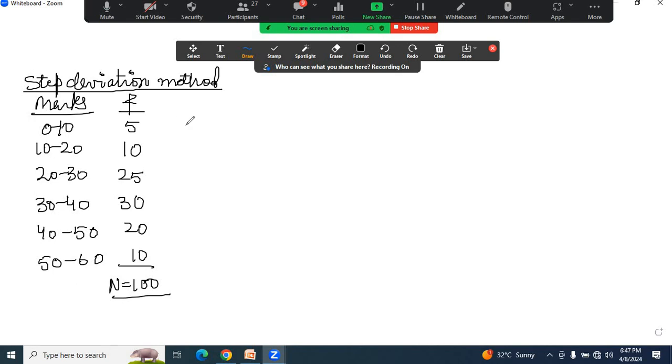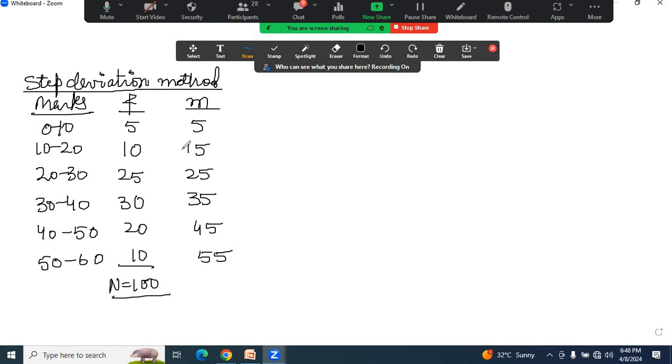Now in this we find, firstly, the mid value. The mid value of 0 to 10 is 5, 10 to 20 is 15, 20 to 30 is 25, 30 to 40 is 35, 40 to 50 is 45, and 50 to 60 is 55.